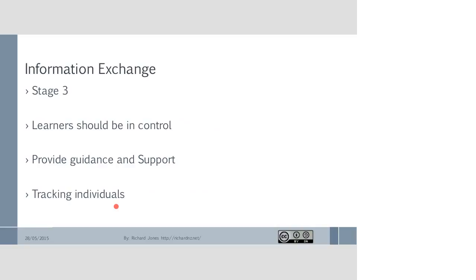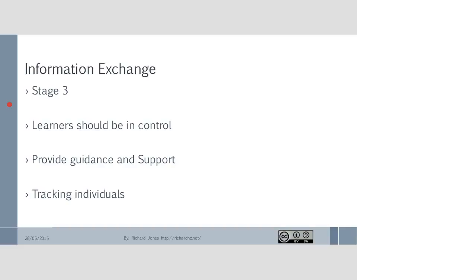Here we're getting into the meat of the course by the time we get to stage 3. As I said at the beginning, the learners should be more in control. So the bridges should have been built. The learning community should have been established. There's a sense of trust, we hope. Most of the learners should be engaged, interacting, communicating.